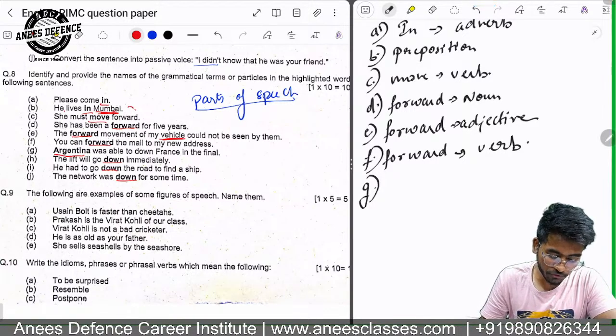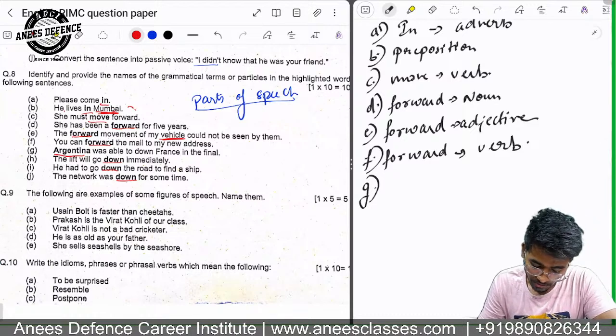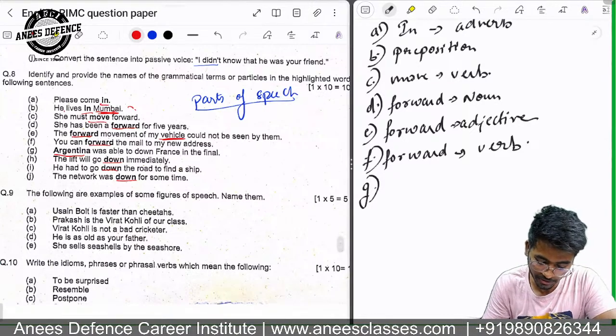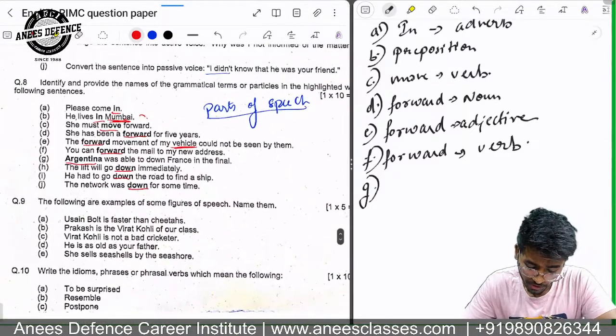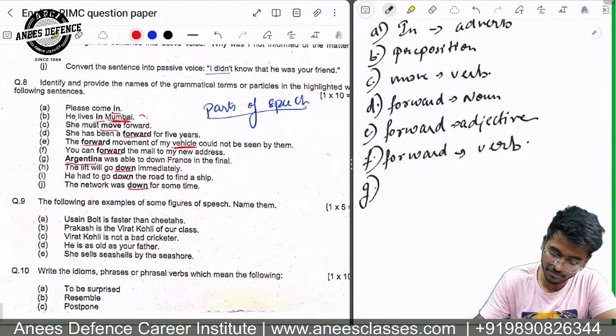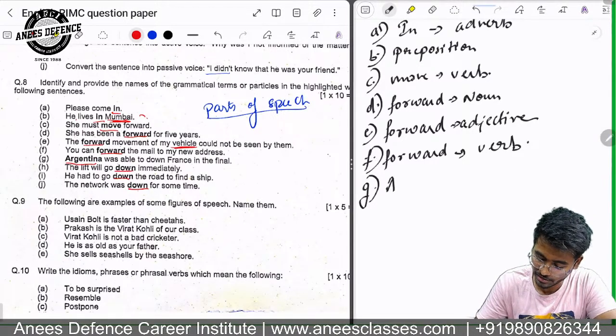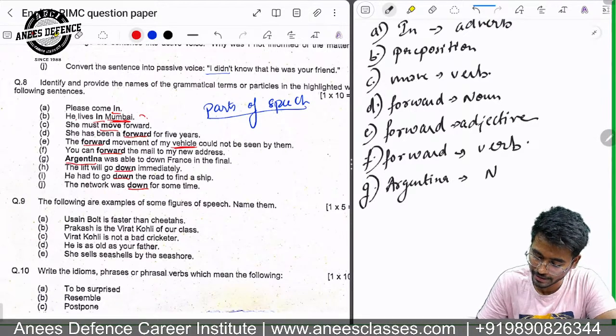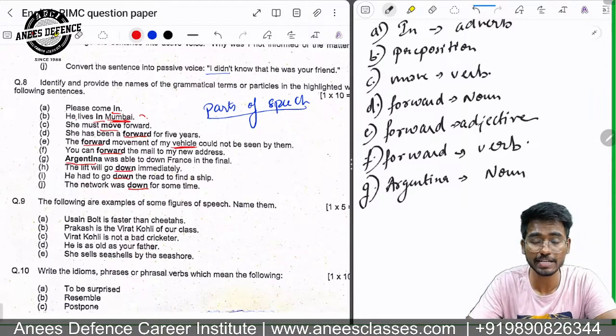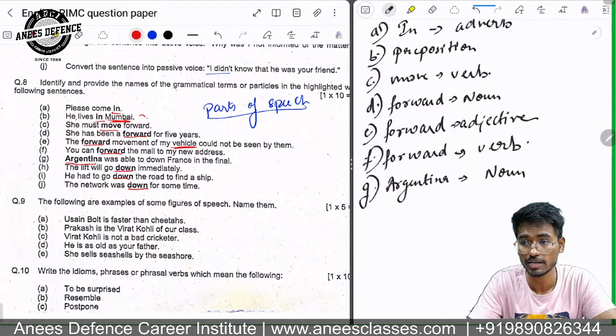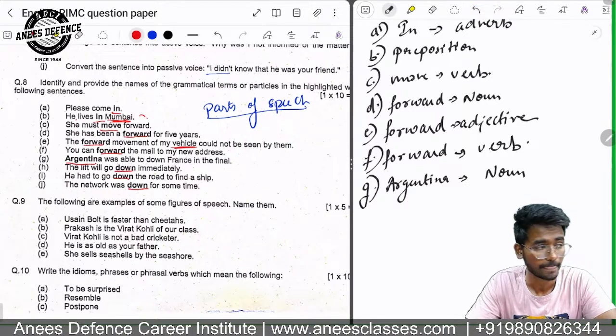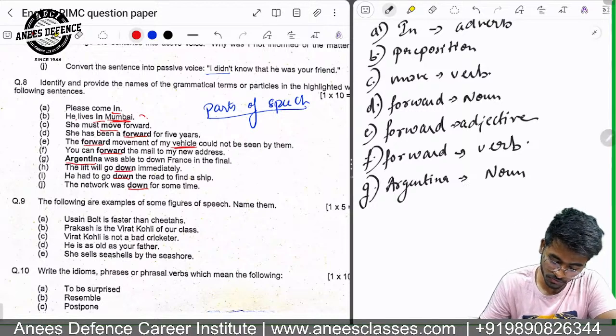Next, what a beautiful painting. Sorry, Argentina. Sorry, I read a different sentence. The G part is: Argentina was able to down France in the final. Now, Argentina over here is nothing but a noun. It's a proper noun, right? Any name, place, animal, thing, we have read from class second, third, is nothing but a noun. This was very easy.